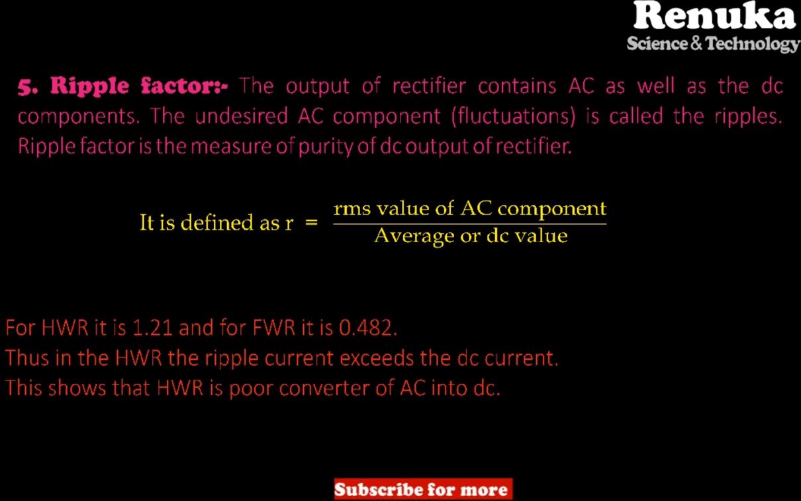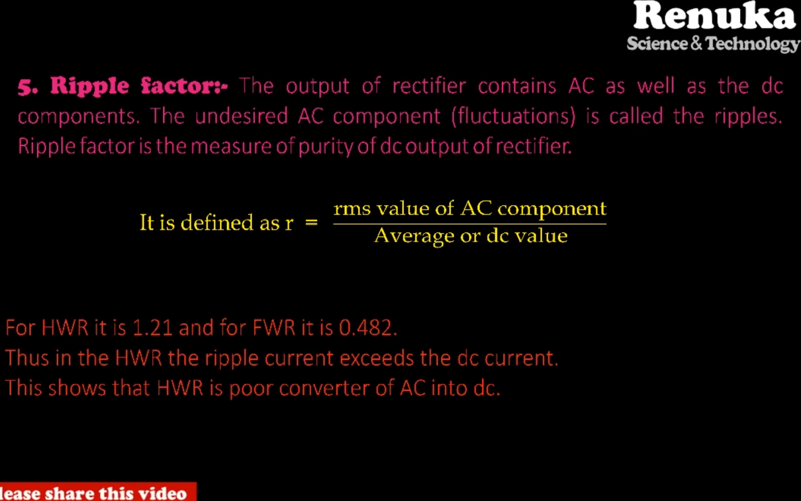Now the fifth definition is ripple factor. The output of a rectifier contains AC as well as DC components. As it is a rectifier, it should convert AC into DC, so we need only DC at the output, but an unwanted AC component is present there. This component we may call fluctuations, and these fluctuations are also called ripples.